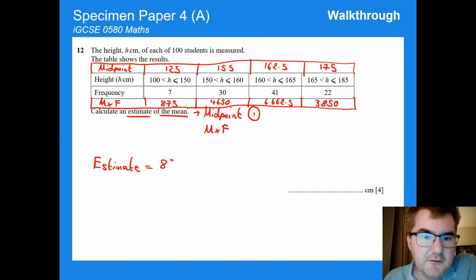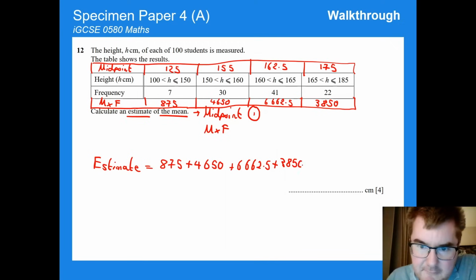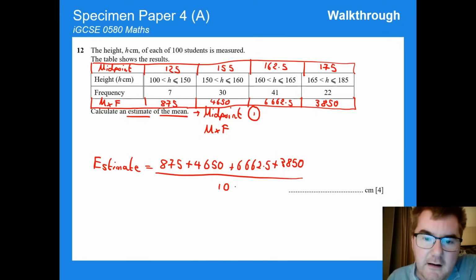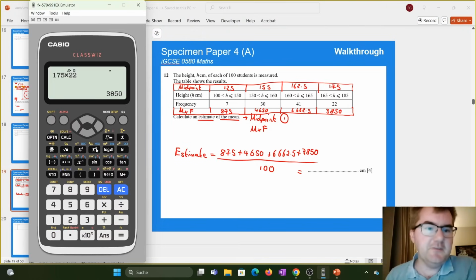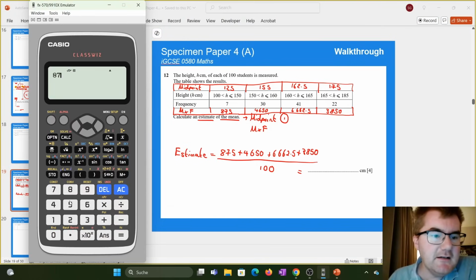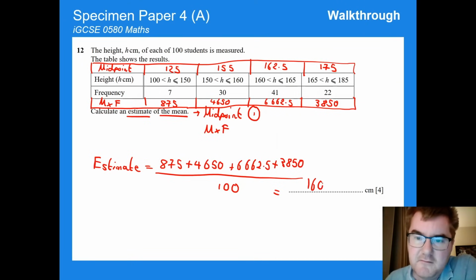So we take those numbers, so 875, plus 4,650, plus 6,662.5, plus 3,850, all divided by 100, and that will give us our estimate. And this is where someone shouts in the comments, "Oh, you've made a mistake." And it can happen, but let's see where we are. 6,662.5, make sure we type this in correctly so I don't get those comments, and then divide that by 100. I'm getting 160.375.